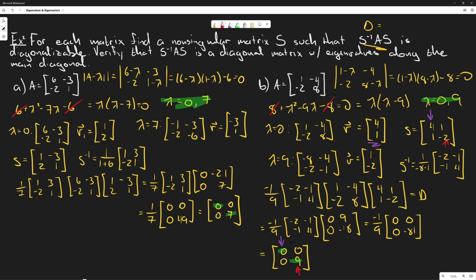Same goes with part A. We have our 7, which is in the second column, which corresponds to negative 3, 1, which is also in the second column of S. And then you can say the same thing with 0, with the eigenvector being 1, 2, and it being in the first column of S. So that's another way you can verify that your eigenvalues are correct. If the eigenvalues and eigenvectors are in the same columns, then everything is correct. If not, then you messed up somewhere.